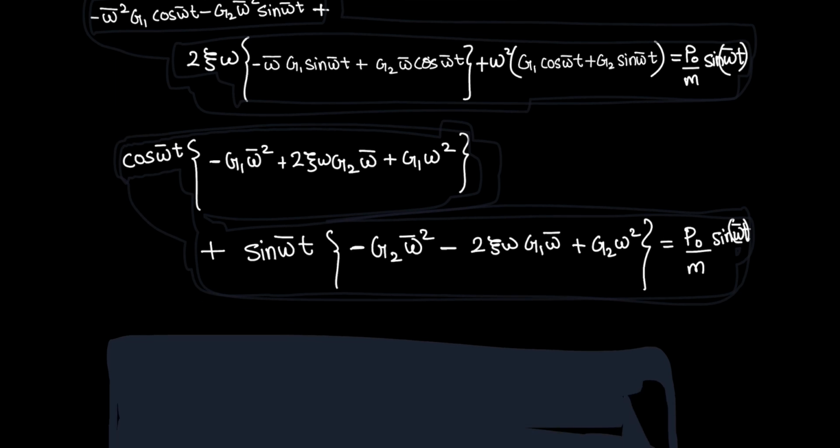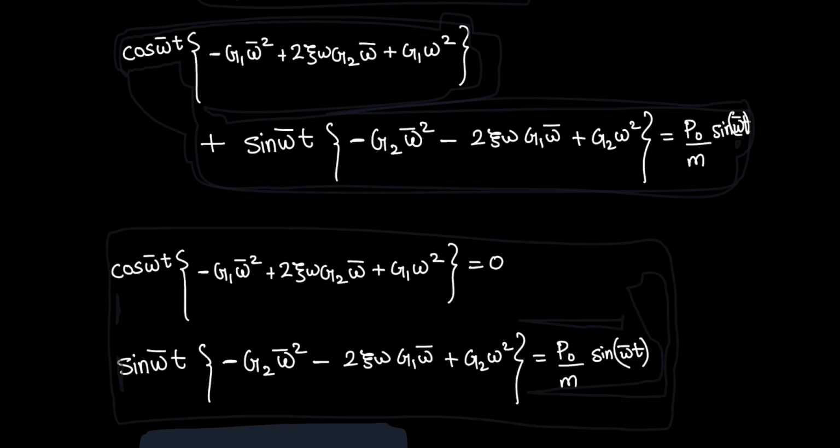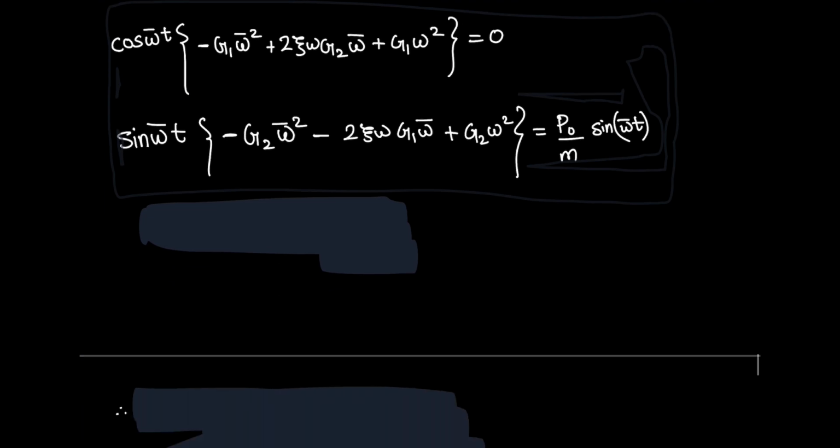Upon comparing the left hand side and right hand side, we find that the coefficient of cos omega bar t, the expression in bracket, is equal to 0, whereas there is a sine term on the right side which will be equal to the sine term on the left hand side. Here we have now two equations and two unknowns. Those are G1 and G2. Hence we can calculate G1 and G2.